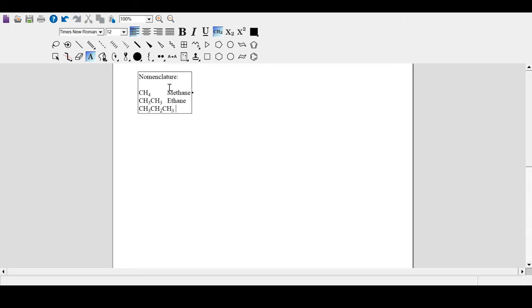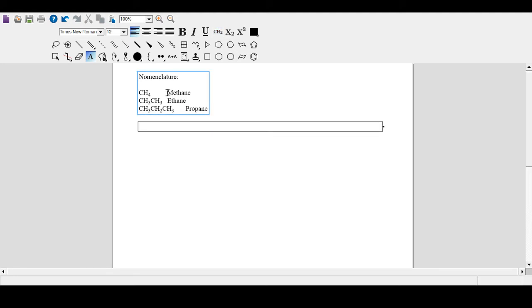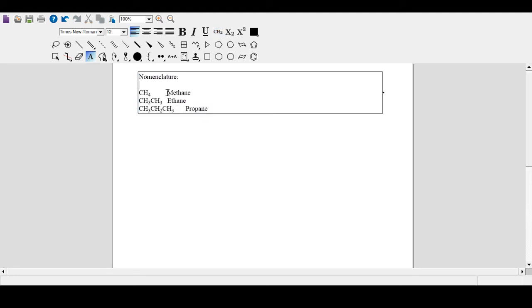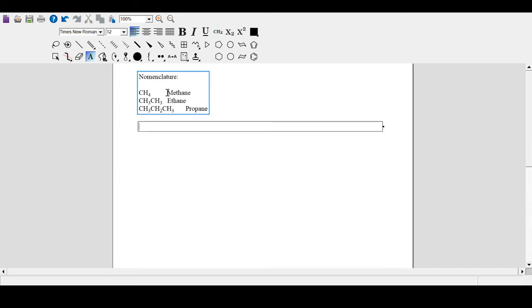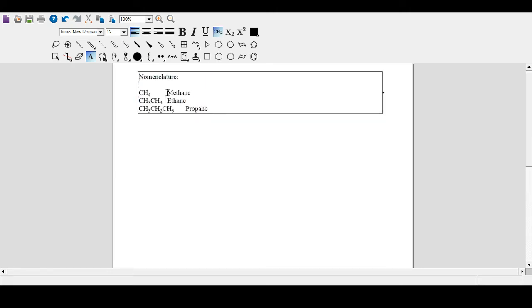If you have 3, then you end up with a gas that many of you have heard of called propane. It is used as a fuel source very often in the United States. Why can't I get this to... Just trying to make this spread out a little bit. If I hit tab, it yells at me. Okay. So methane, ethane, and propane.